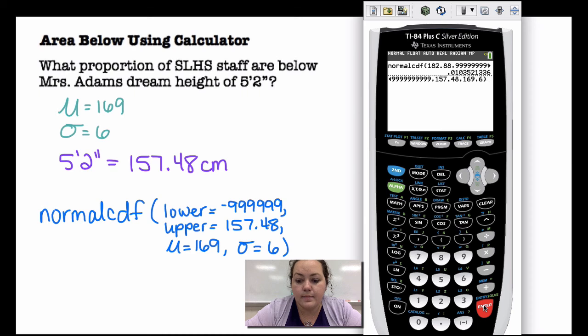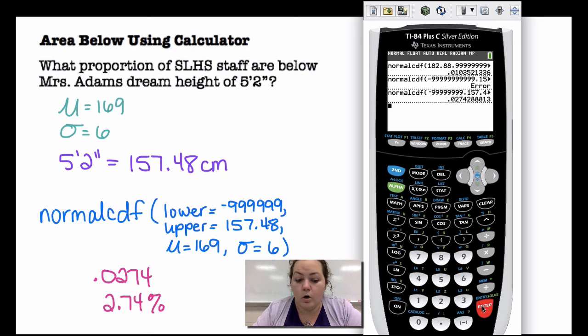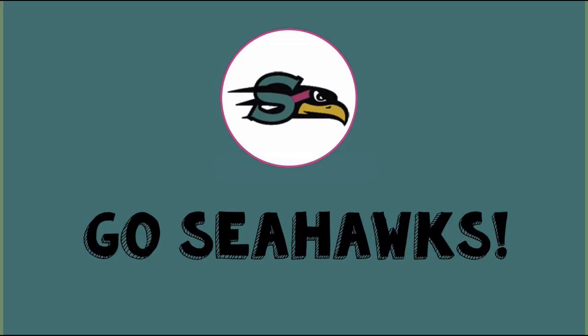So I paste that in, and oopsies. All right, so when I paste that in, I end up with my answer of 0.02742, or 0.0274, or 2.74%. All right, go Seahawks.